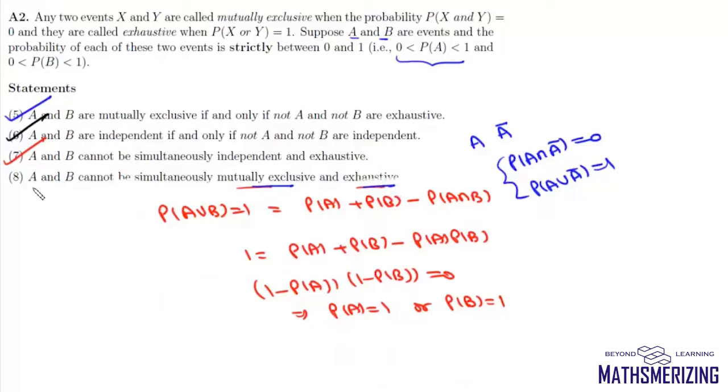Say for example, tossing a coin. If A is getting a head and B is getting a tail, then both these events are mutually exclusive and exhaustive. That means this option 8 is incorrect.